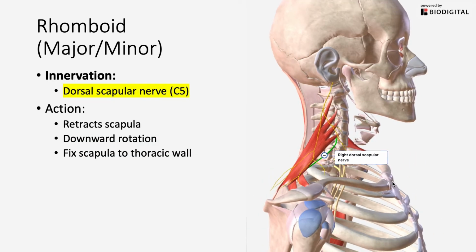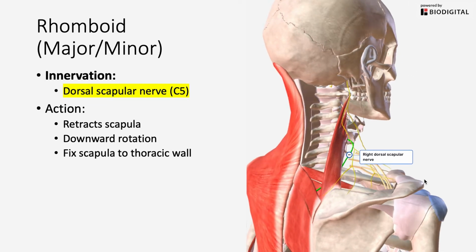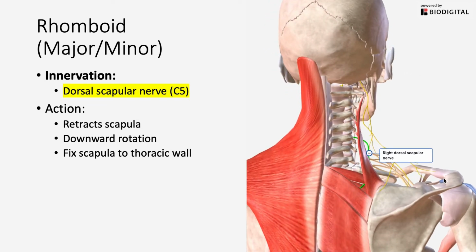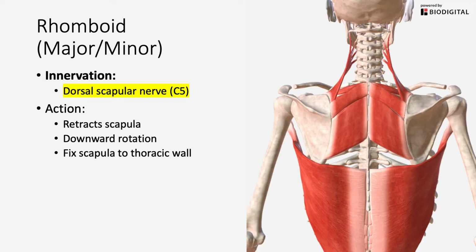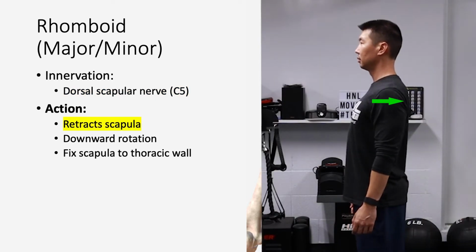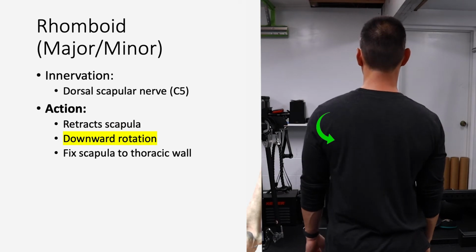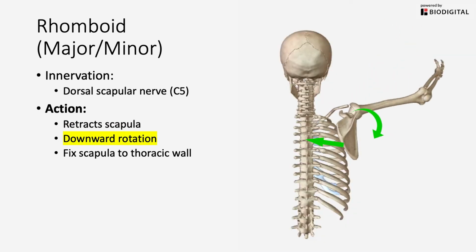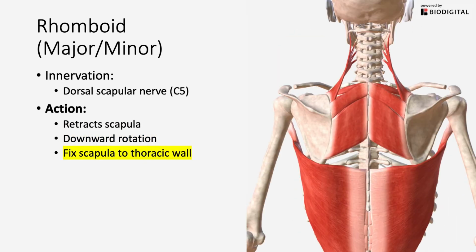The rhomboids are innervated by dorsoscapular nerve as well, so coming from C5. And because of the orientation, its action is to primarily retract the scapula towards the spinal column, downward rotation again, because it's going to point the glenoid downward, and it's going to play a significant role to fix the scapula to the thoracic wall.